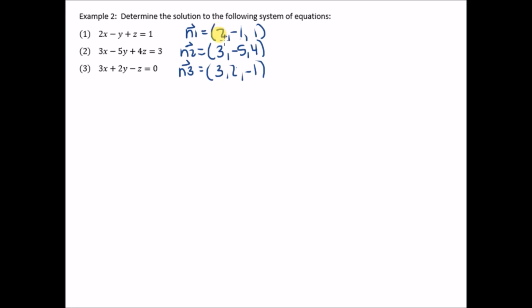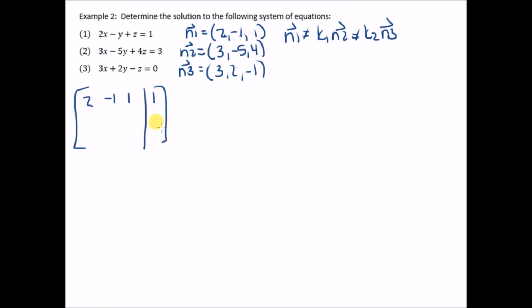Okay, so I don't believe 2 times 1.5 is 3. Okay, no, so n1 does not equal a scalar multiple of n2, does not equal a scalar multiple of n3. So we should get a point of intersection. So let's go ahead and write these out in a matrix. 2, negative 1, 1, equal sign, 1. 3, negative 5, 4. 3, 2, negative 1.